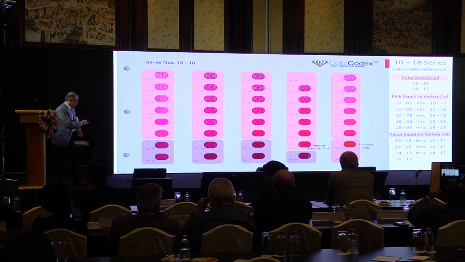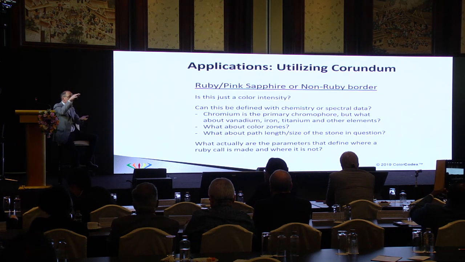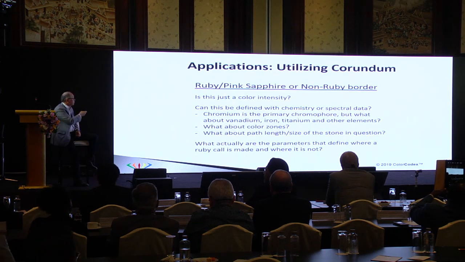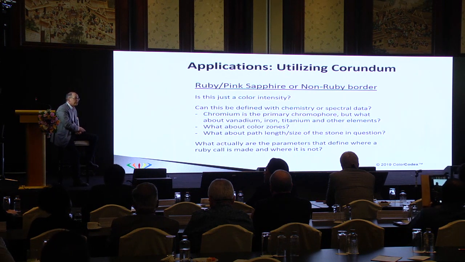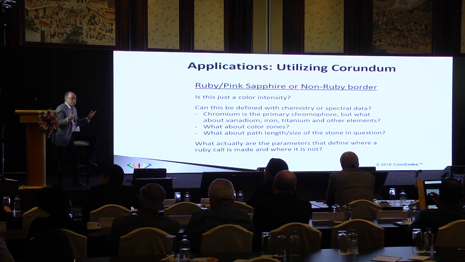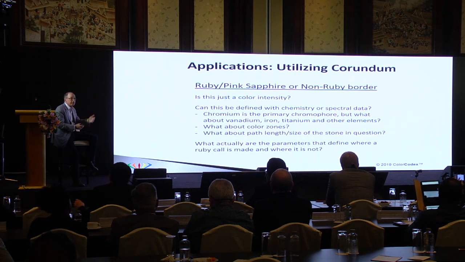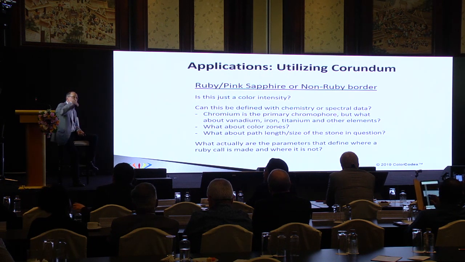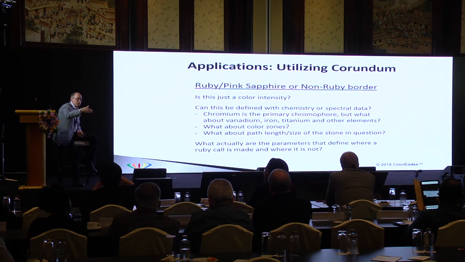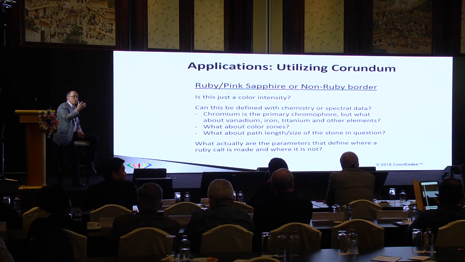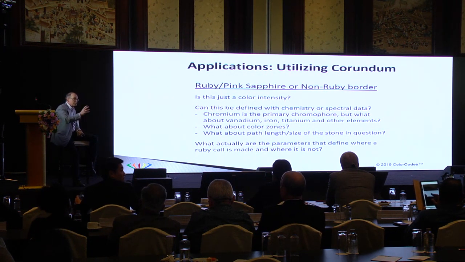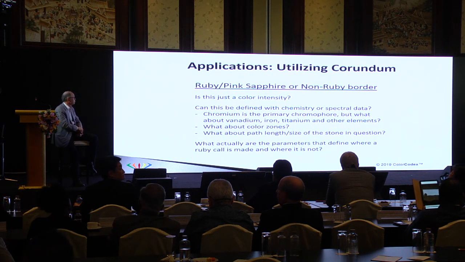Let me go back just a moment. When we talk about those kinds of boundaries, and we look to see if we can create more objective spectroscopic or chemical data, we find chromium is the primary chromophore, but you have other trace elements, vanadium, iron, titanium, and others, which, relative to the concentration of chromium, also modify the color. So these relative concentrations are also important.